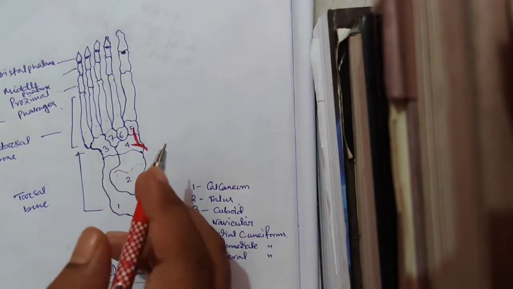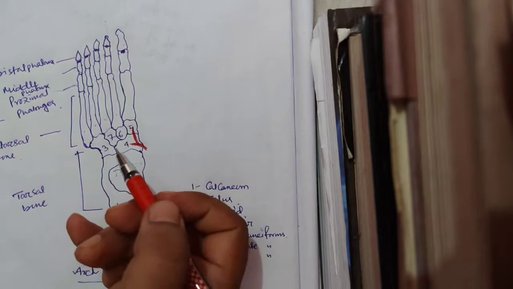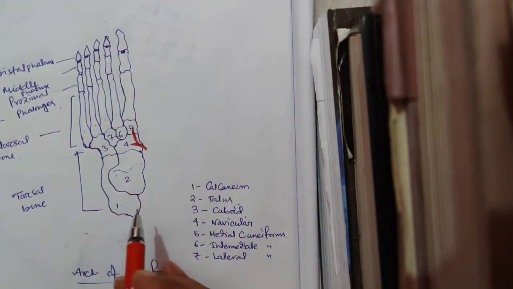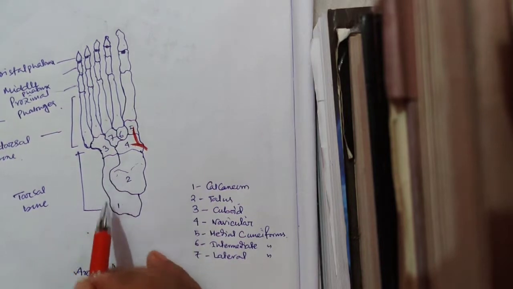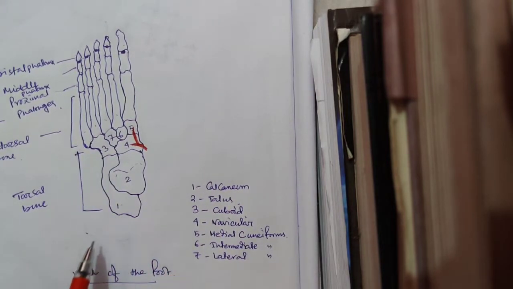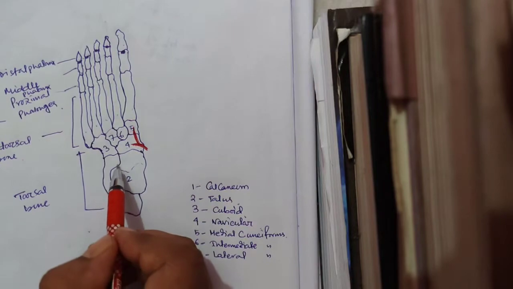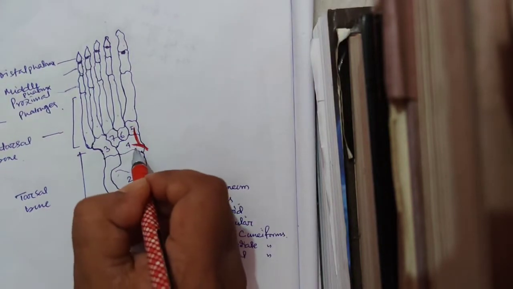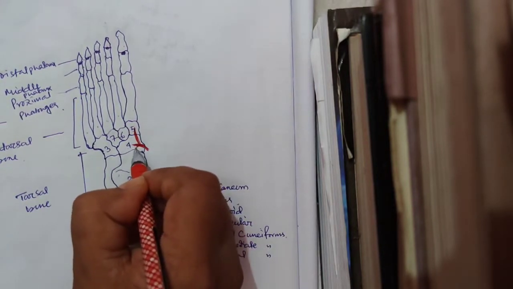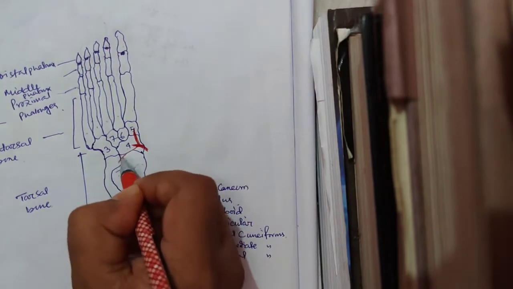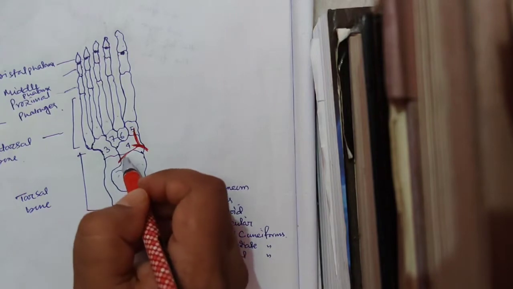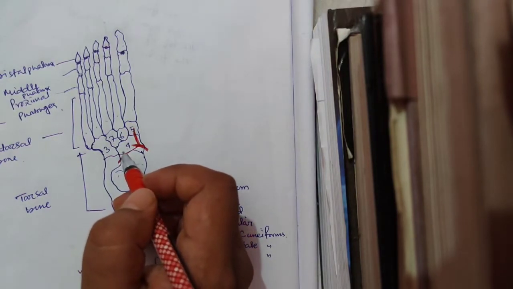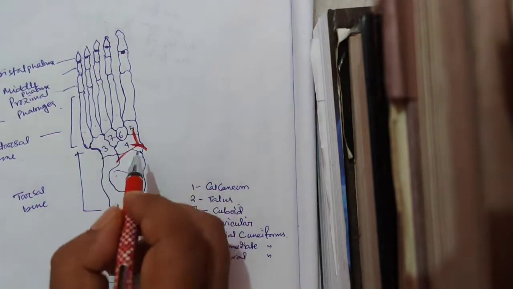the sustentaculum tali. This is the upward projection of the calcaneum bone. This is called talus. So here other slips also go. First from the sustentaculum tali, and also into the intermediate cuneiform.